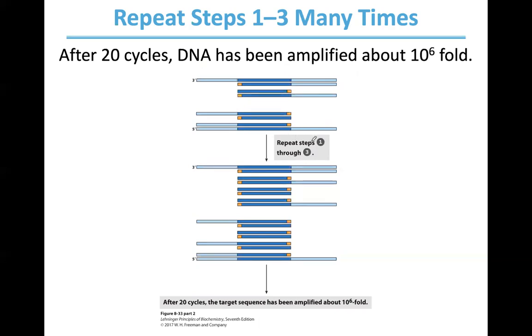And as you continue repeating steps 1 through 3, for example, after 20 cycles, the target sequence has been amplified about 10 to the 6th fold, right? So basically, each time it's going to be doubled. So 2 to the 20th is about 10 to the 6th fold, so millionfold.